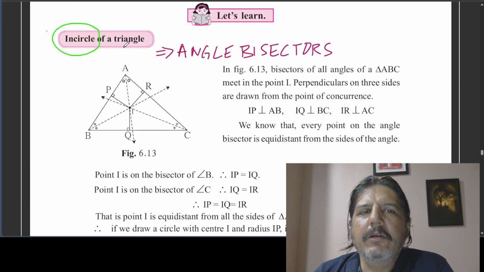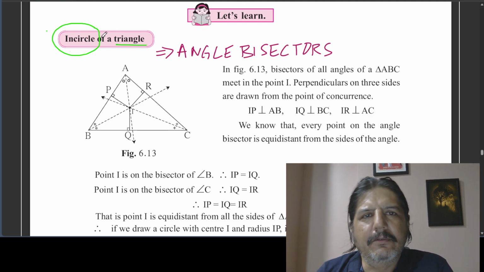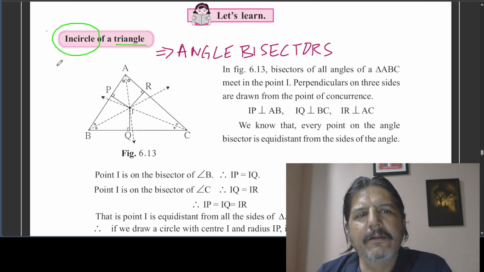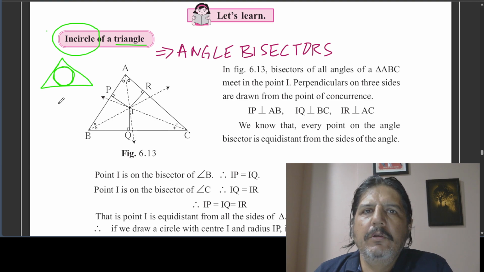So, incircle of a triangle. You know, by the word itself, it means I'll have a triangle, any triangle that I want, and there would be a circle which will be inside this triangle. So for a given triangle, I have to draw a circle which will be inside the triangle.